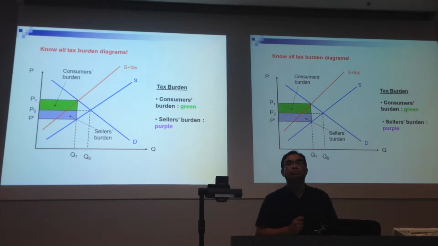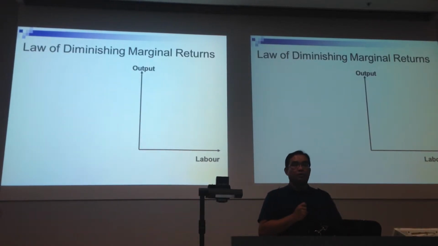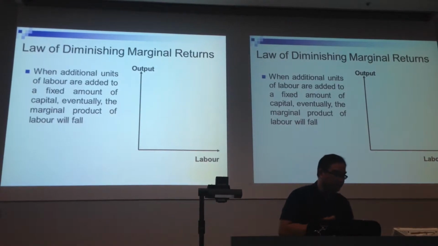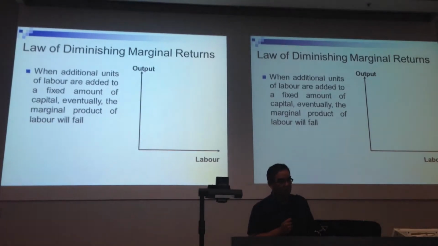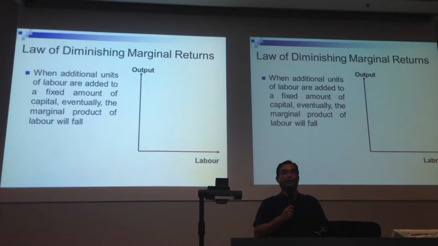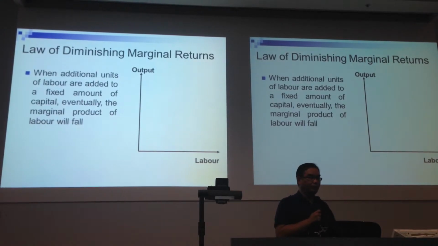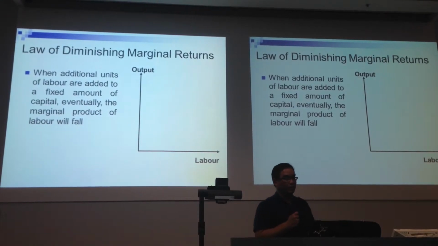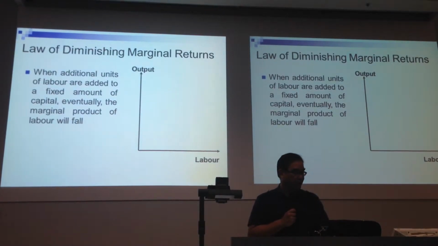In output and cost, you learn about the law of diminishing returns, which states that when additional units of labor are added to a fixed amount of capital, eventually the marginal product of labor will fall.